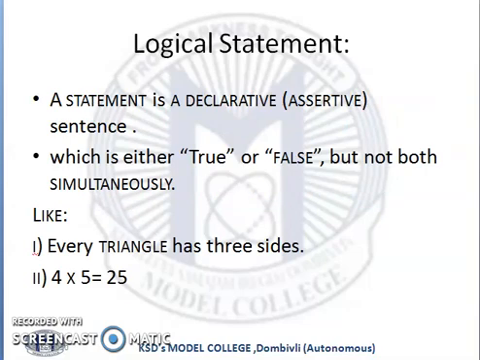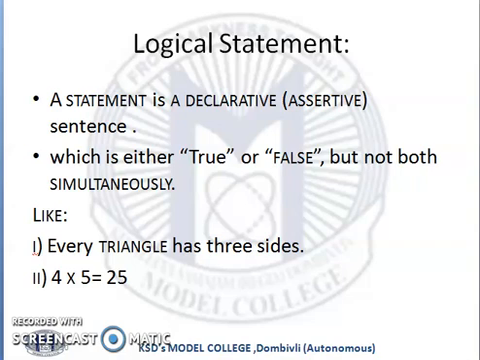Logical statement. Which statement is called a logical statement? In language there are a variety of sentences. First we see the definition. A statement is a declarative or assertive sentence which is either true or false but not both simultaneously. Repeat. A statement is a declarative or assertive sentence which is either true or false but not both simultaneously.